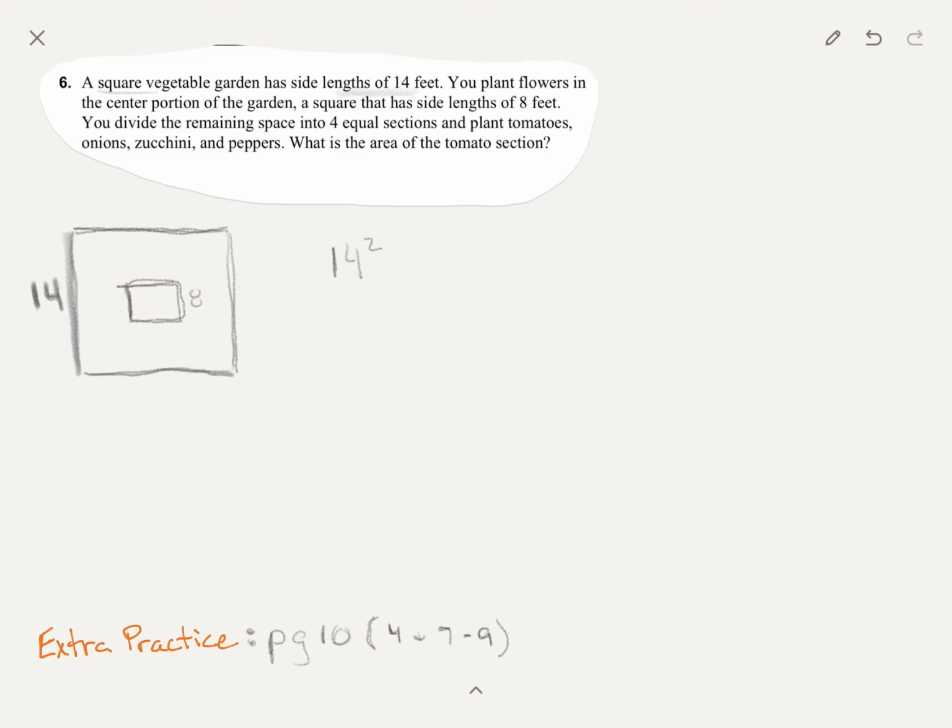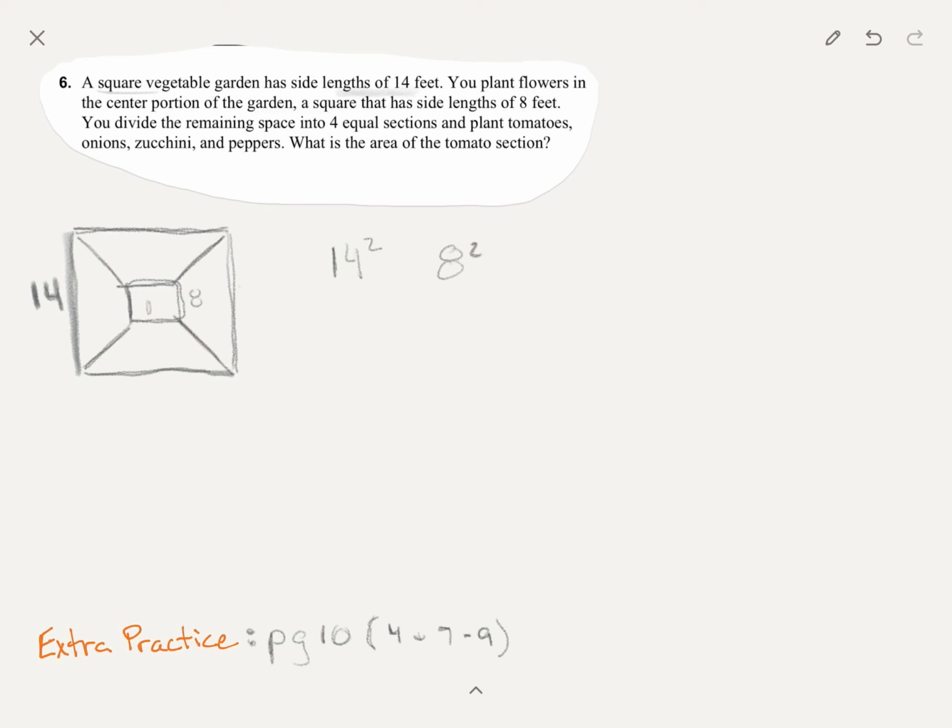Okay, so I know that if that's a square and that has a side length of 8, that can also be represented as 8 to the second power, or 8 squared. You divide the remaining space into 4 equal sections and plant tomatoes, onions, zucchinis, and peppers. Okay, so I can split up the remaining part into 4 equal sections. So we want to know the area of the tomato section.